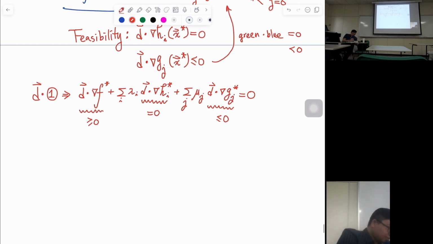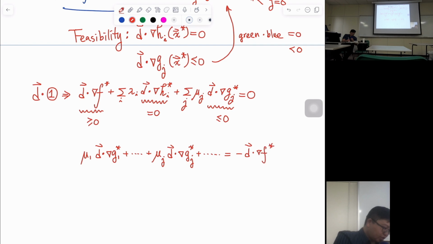Or maybe we can say this. Maybe we can have mu 1 d plus da da da. We have, just put an index here. Many of these terms, and then equals to negative of this. And they are all negative. This, if you move it to the right hand side, then this is negative.